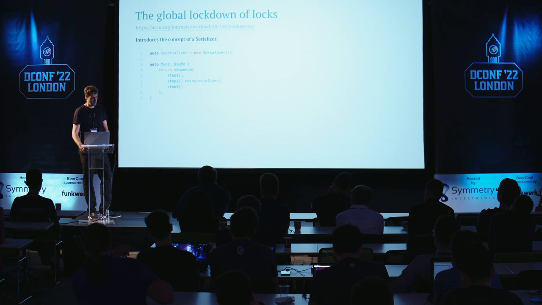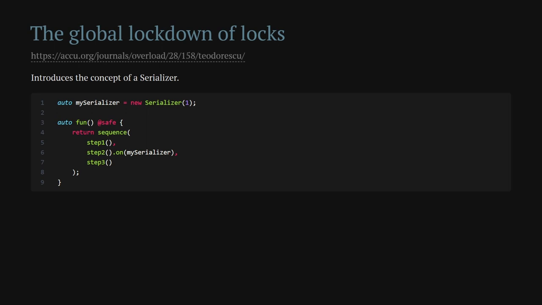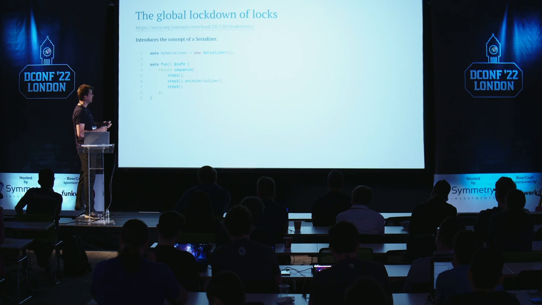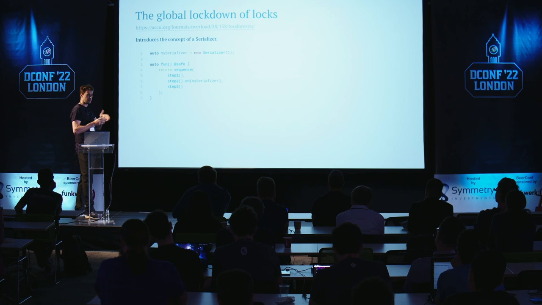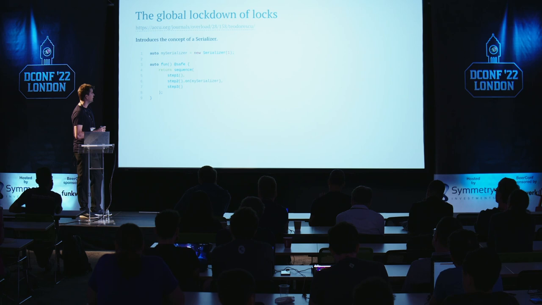In the summary of the presentation, I also describe how you can get rid of all the synchronization primitives. This is an idea from Teodorescu, and he introduces the concept of a serializer. What the serializer does is it's a scheduler that only allows you to run one sender at a time. It's just like a mutex, right? So if you represent your application as a task graph with units of work that you can't divide any further, and then schedule the parts that you want to have exclusive execution on whichever serializer you want, then you don't have to write any locks.